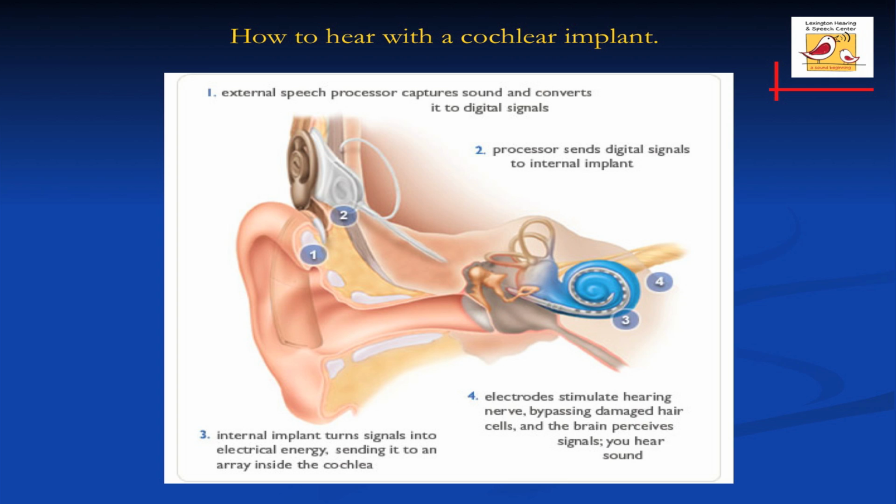At number 1, that is the processor on the outside picking up the sound and changing sound to a digital signal. The digital signal is transferred from the coil, the brown piece, to the internal piece through radio frequencies. The external piece is held in place with a magnet so that it can communicate with the internal piece. The internal device has an electrode array, which you can see in the blue portion of this picture, which is the cochlea. Those electrodes are associated with different pitches.